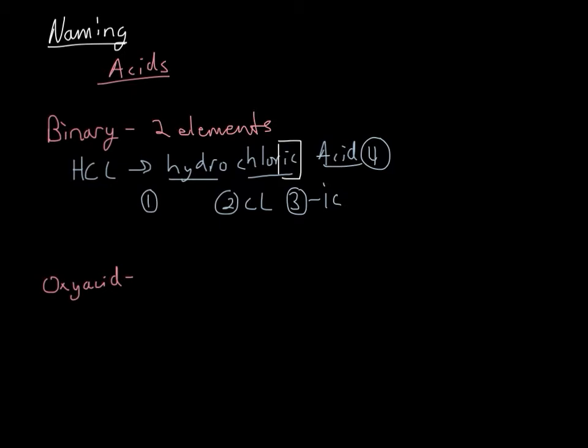Oxyacids follow a different pattern. We're going to need to worry about different ions of elements. An example of an oxyacid is H2SO4. H2SO4 stands for sulfuric acid. Sulfuric acid, just like that.